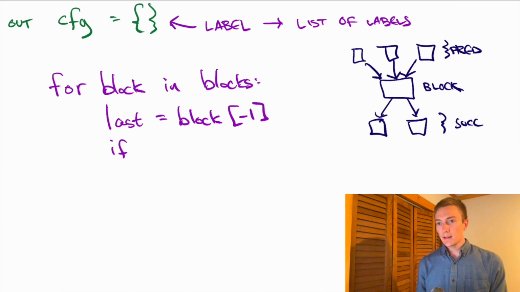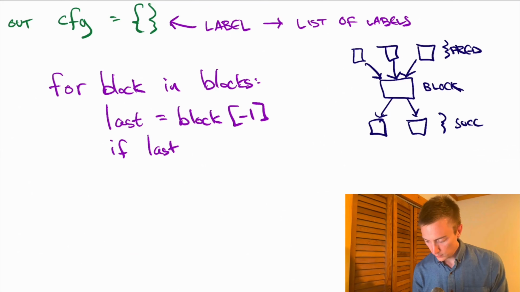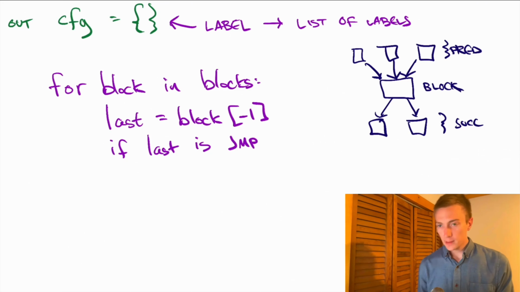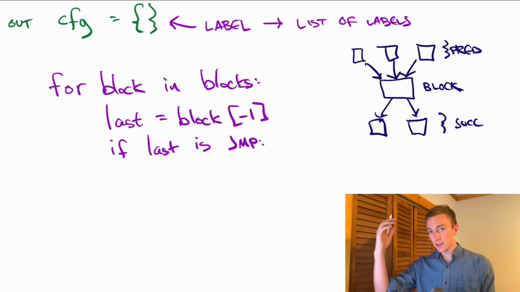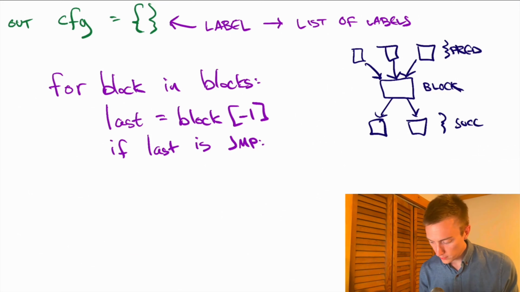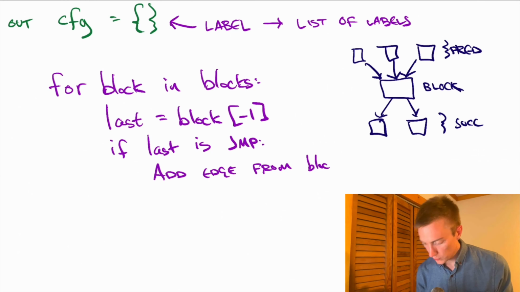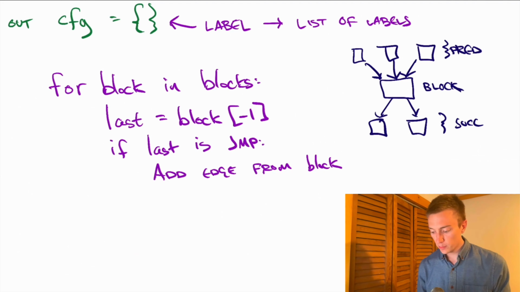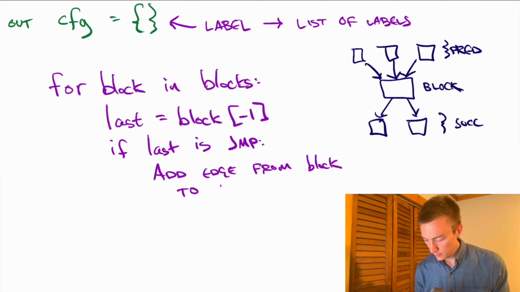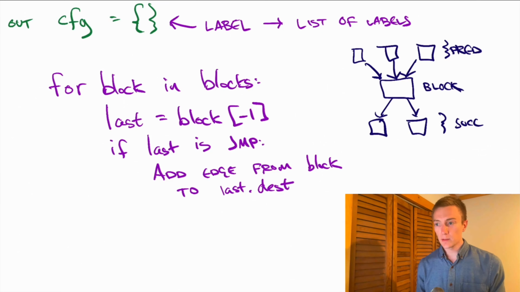I'm going to divide into three cases. The instruction might be, actually, let's do jump first. So if it's a jump instruction, jump instructions only have one destination. That is, there's only one successor of this block. So the thing we'll need to do is just add an edge to the graph that goes from the current block that we're processing to the destination of that jump.